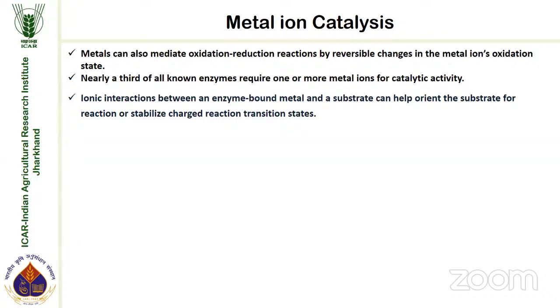There are two types in which metals can be involved in the catalysis process. One is the co-substrate form. In the co-substrate form, whenever catalysis is being performed, the metal ion comes and assists in the catalysis process, and again dissociates from the enzyme. So that metal ion is not part of the enzyme.